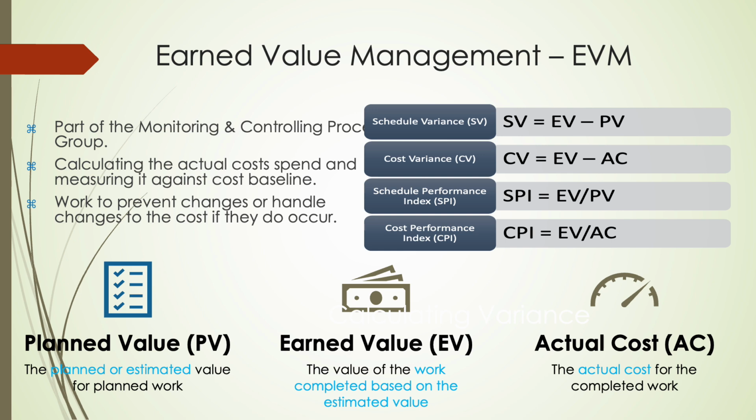Schedule performance index measures schedule efficiency. It is equal to earned value divided by planned value. Cost performance index measures cost efficiency. It is equal to earned value divided by actual cost. In short, planned value is what we plan to achieve. Earned value is what we accomplished. Actual cost is what we spent.